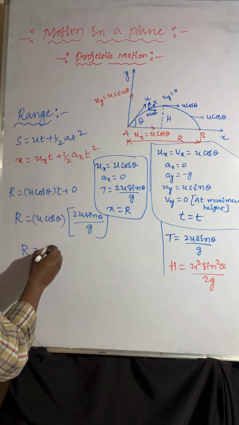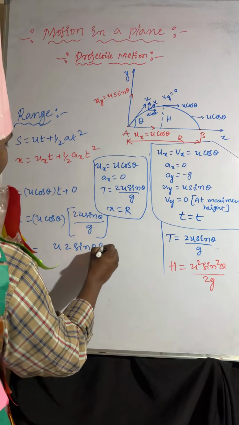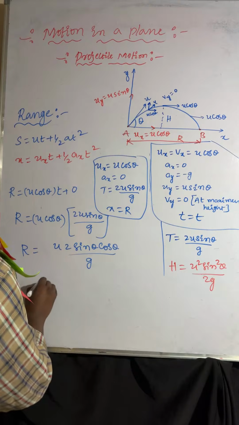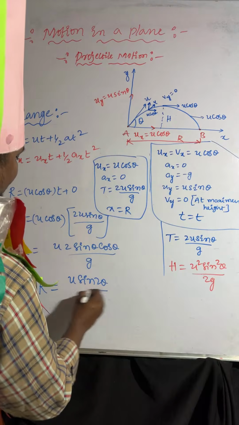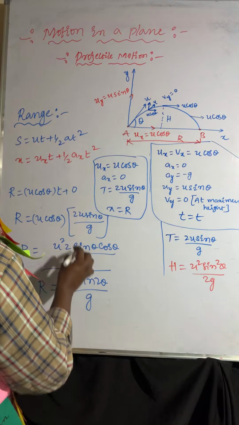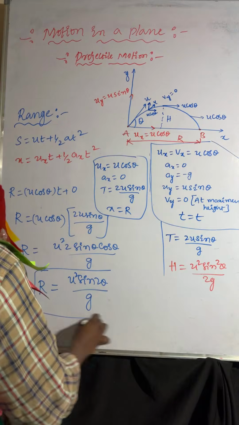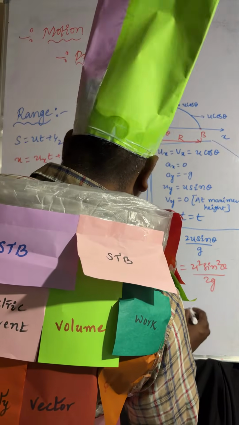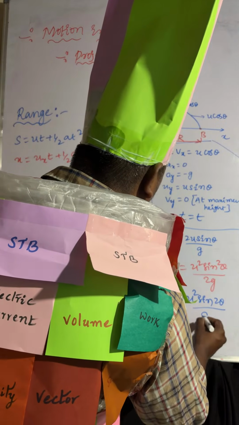Now R equal to, you can take common 2 sin theta cos theta by g. So 2 sin theta cos theta is nothing but sin 2 theta. So u sin 2 theta by g. Actually here u is there, and here also u is there, so u square. U square sin 2 theta by g. This is the range. So range R equal to u square sin 2 theta by g.